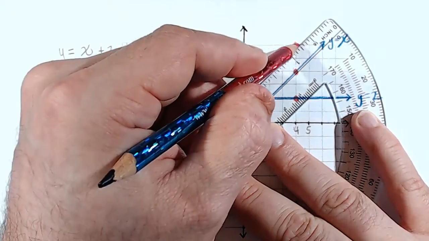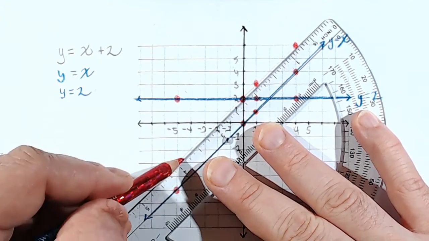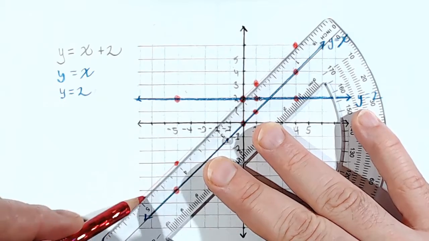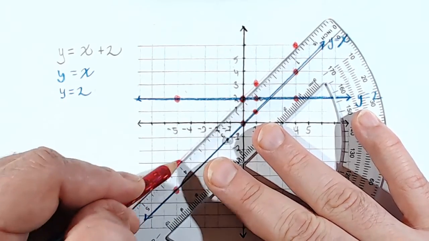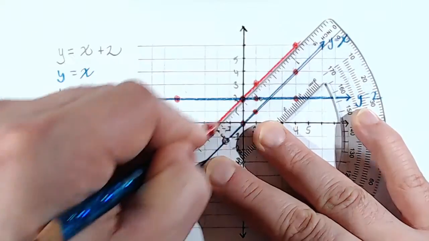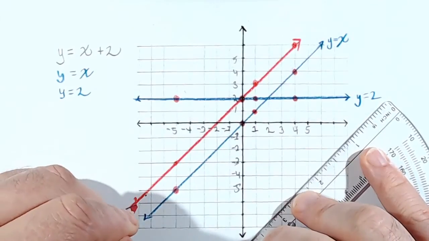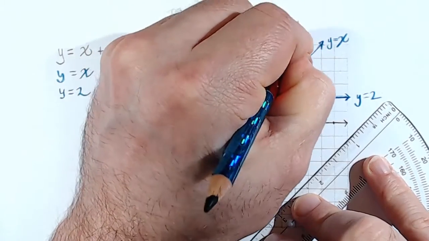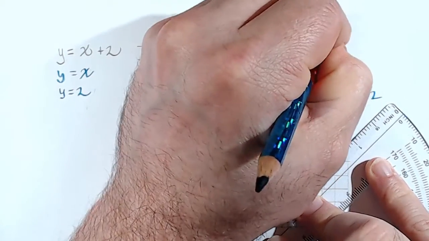Just try to make sure they're all going to go through the proper points. This is a pencil that is kind of fat. I got to be careful about it. Okay, there we go. So this is the line y equals x plus 2.